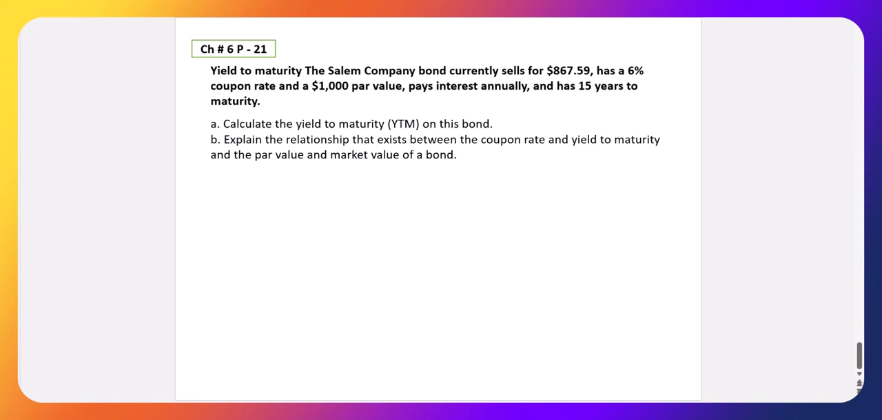Problem 21. Yield to maturity. The Salem Company bond currently sells for $867.59, has a 6% coupon rate, and a $1,000 par value. It pays interest annually and has 15 years to maturity. Calculate the yield to maturity on the bond. Explain the relationship that exists between the coupon rate and yield to maturity and par value and market value of the bond.